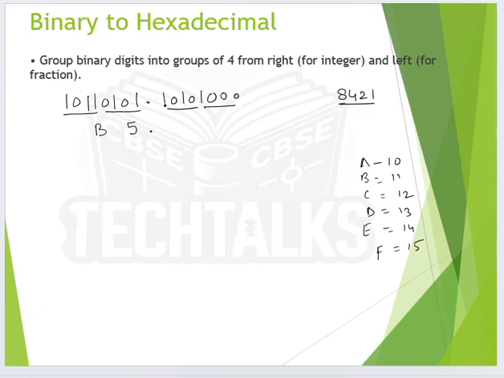Now again at the positional value of 8 we have 1 and at the positional value of 2 we have 1. So 8 plus 2 is 10, and 10 is represented using A. Now in this case we have 1 only at the place of 8. So this is the hexadecimal equivalent of this binary number. I hope it's clear. Let's move to the next one.